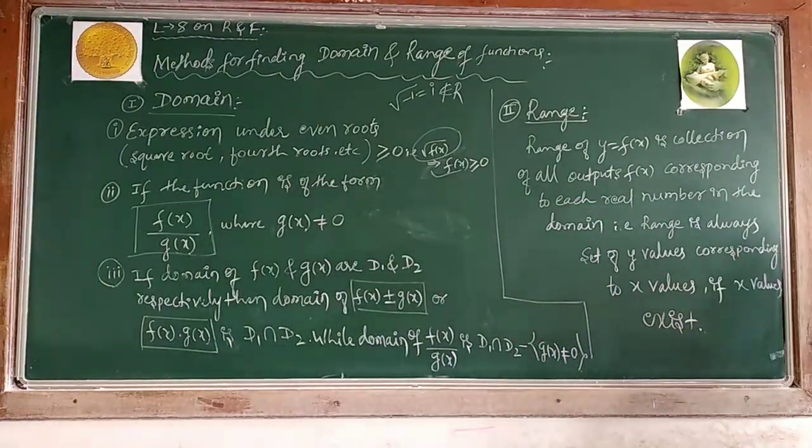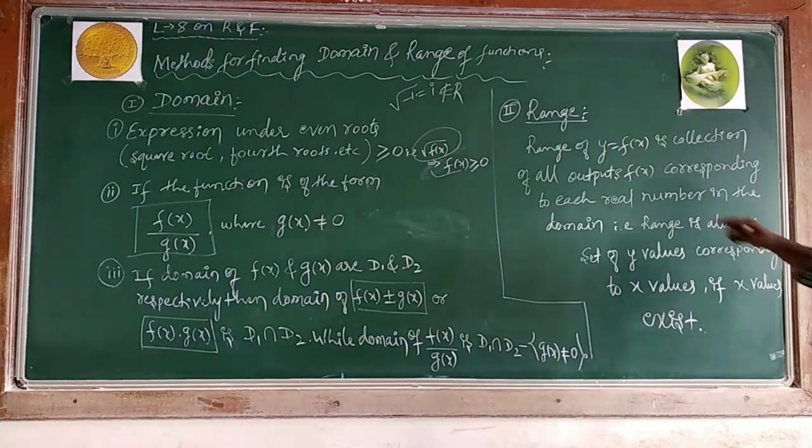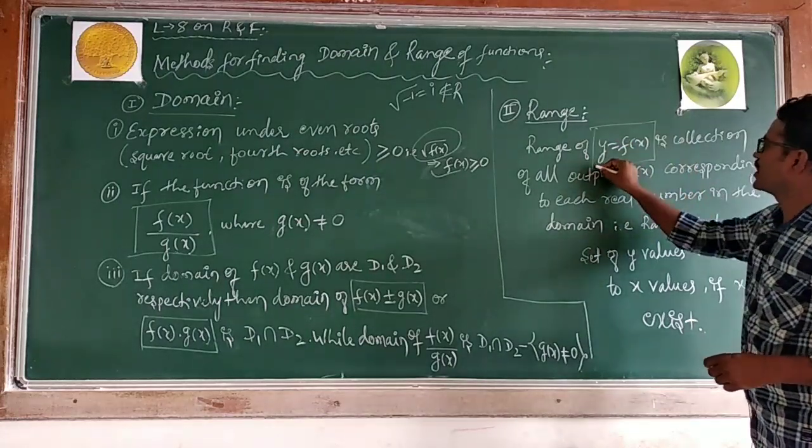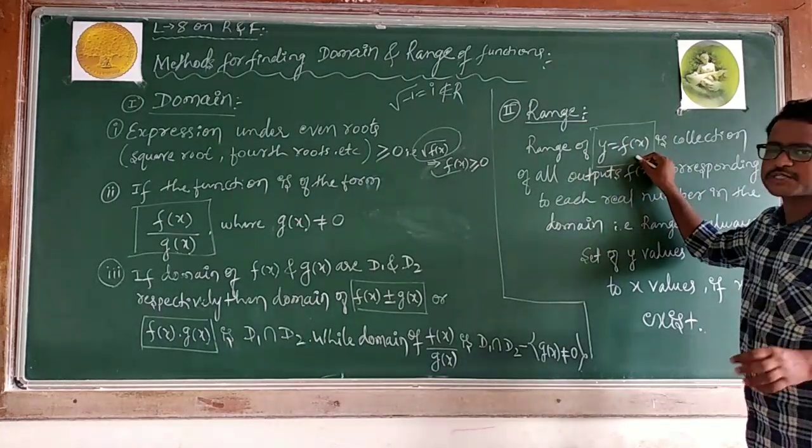Now, next one is range. What is range? Range is always dependent upon the domain. When you are taking values of x, automatically that will give values of y. Any function is defined as y is equal to f of x. Means all the values of y, that is the range of y is equal to f of x. Any function we denote as y is equal to f of x.